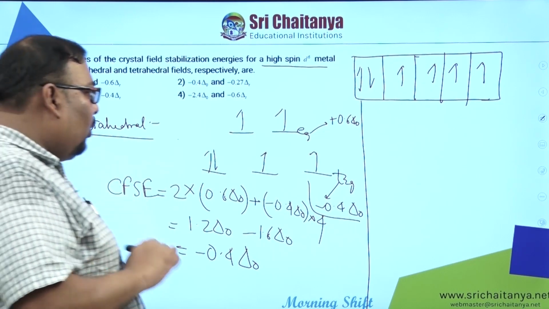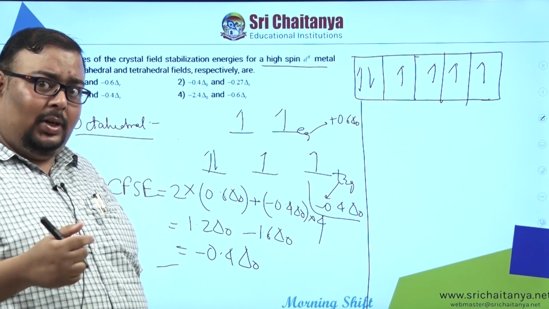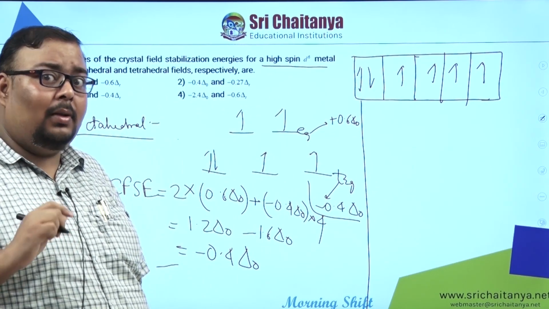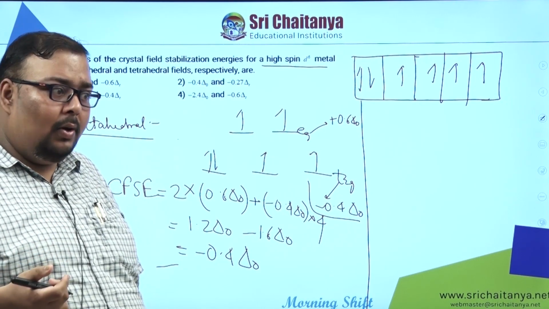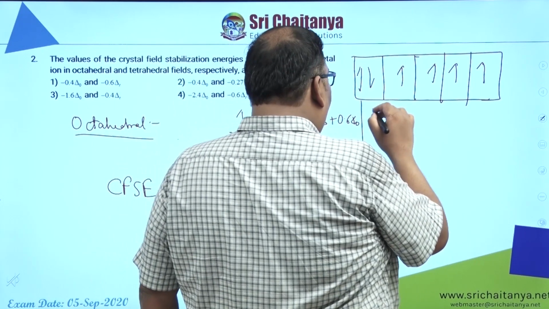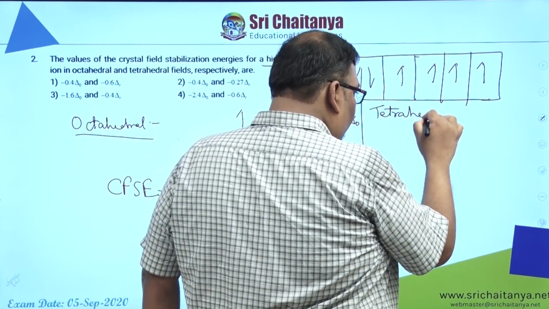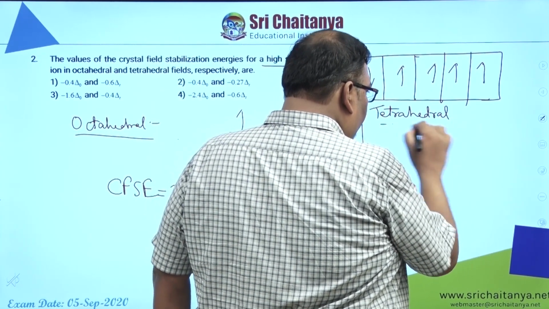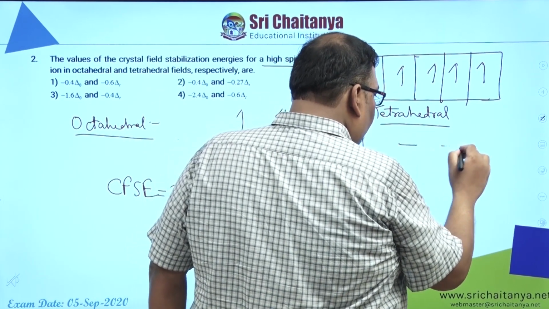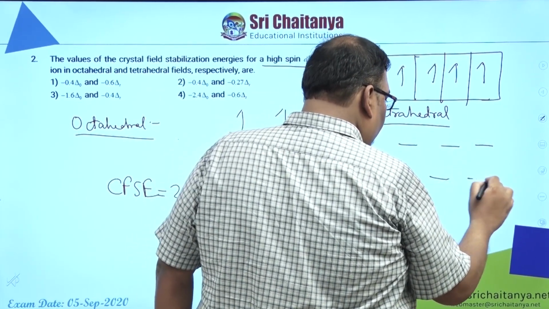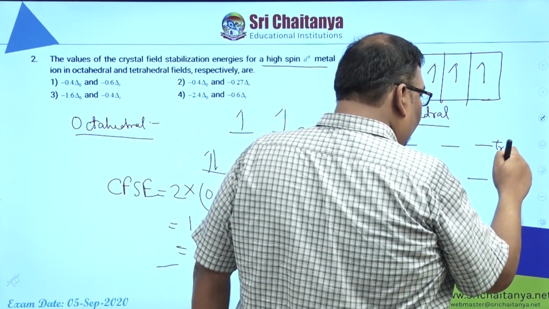Next we talk about tetrahedral. Now in tetrahedral complex, what happens is that the positions of Eg and T2g orbitals become reverse. Now the T2g is of higher energy and the Eg is of lower energy. So if we are drawing it for tetrahedral, then the energy levels will be something like this. So, this is your T2g, which will be of higher energy.